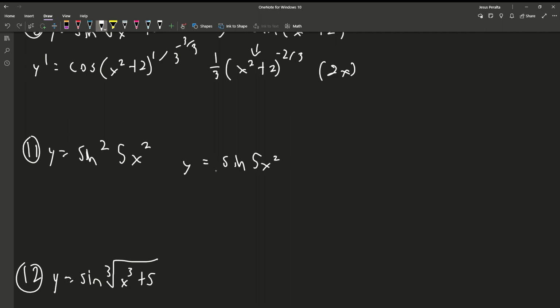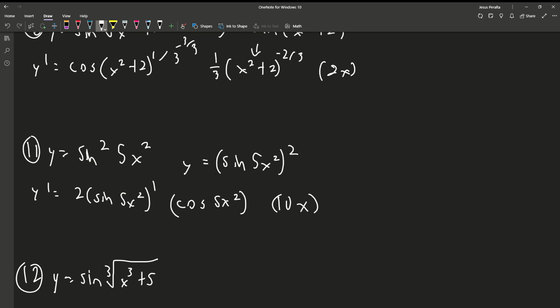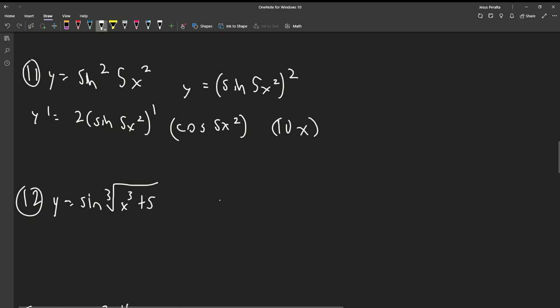Alright, this could be rewritten as sine of 5x squared. It's the same thing as this. So then y prime is equal to 2 sine of 5x squared to the power 1. You don't have to write that. Then the derivative of the inside, which is just cosine of 5x squared, times 10x. And then simplify.